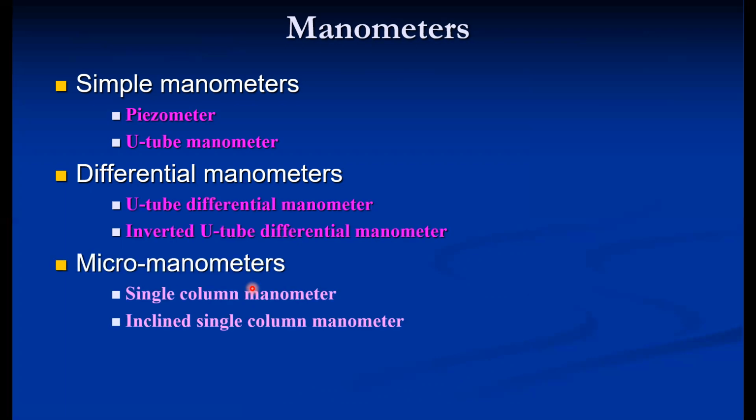And the micromanometers, which are also called single column manometers. Instead of two limbs, only one limb is used. In that case, again, there are two types, that is single column manometer and inclined single column manometer. So these are the different types of manometers used in practice. Manometers are considered as the basic devices used for the measurement of pressures. Most of the commercial pressure measuring devices are calibrated with the help of a manometer. So we can say the most accurate or fundamental device for measuring pressure is the manometer.